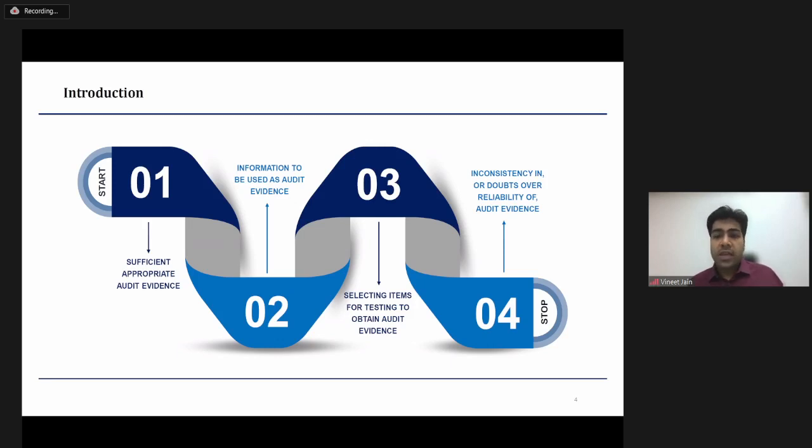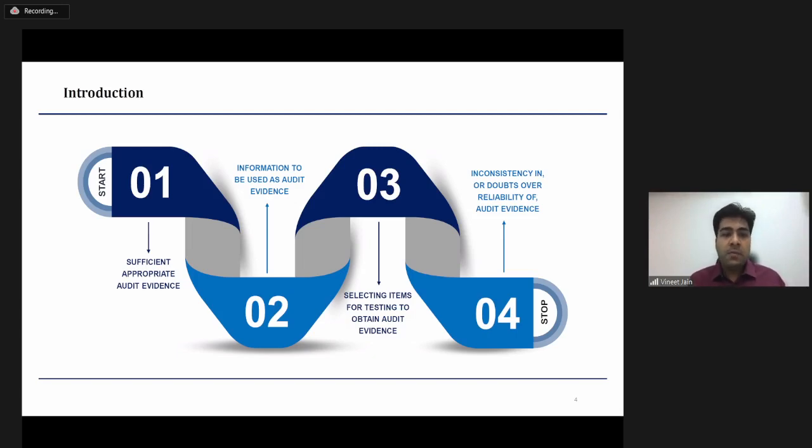Then the last but not the least is the inconsistency in or doubts over the reliability of the audit evidence. I'm sure CA Durgesh ji just touched upon this inconsistency aspect while he was giving his brief. Whenever we find any inconsistency in the audit evidence, or any suspicion, then we do have doubts over the reliability of the audit evidence, and that needs to be documented. So these are the 4 aspects through which we will be covering today's deliberation, and I'll try to finish it within the given timeline.